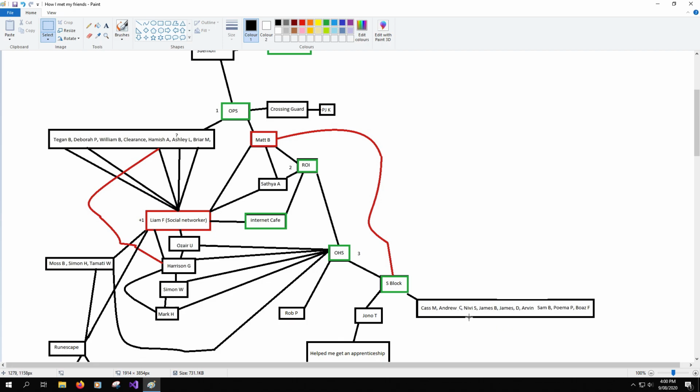So Cass M, Andrew C, Nevi S, James B, James D, Arvin, not sure his last name, Sam B, Poima P, Boas F. Cool. I put Jono separate because he's not so much an initial link, but he furthered the plot. But let me just go through the high school bit first. Okay, so I met Rob P. He's sort of just an outlier, which is weird because he knows all these people as well.